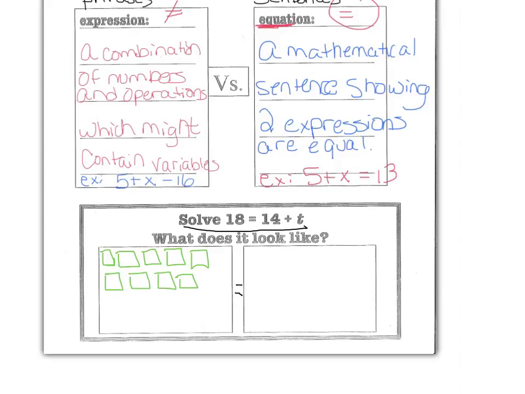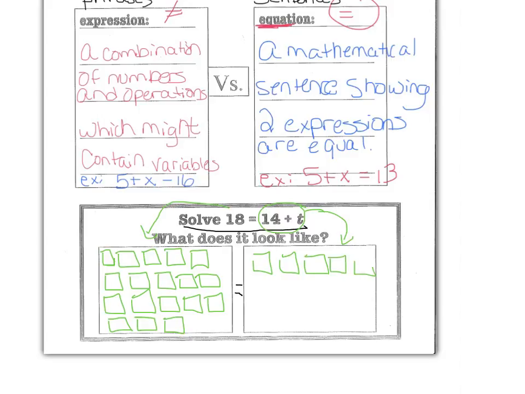Imagine we have 18 blocks. That's 10, 15, there's 18 on the left side. That matches this right here. It equals 14 plus t. So on this side, this part over here goes on this side. So we have 14. There's 5, 10, 14 plus, we have t.